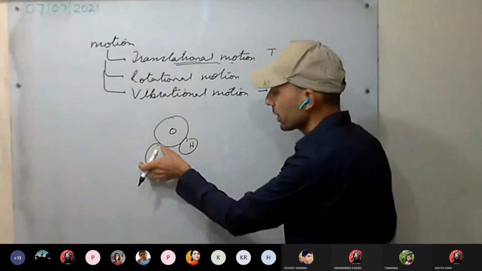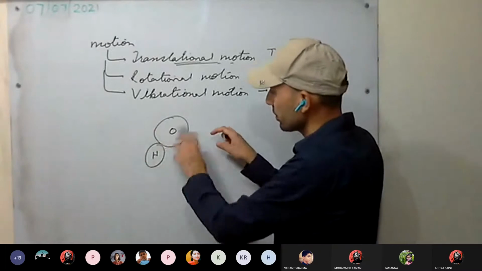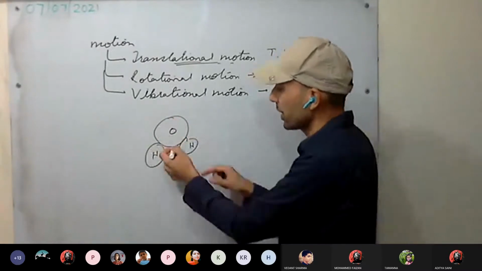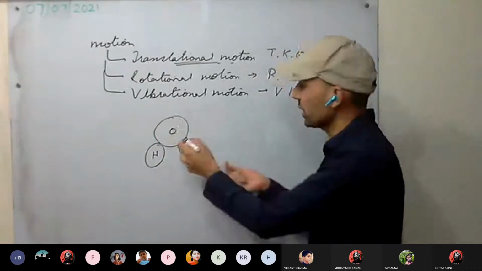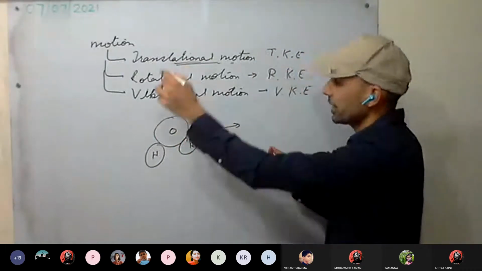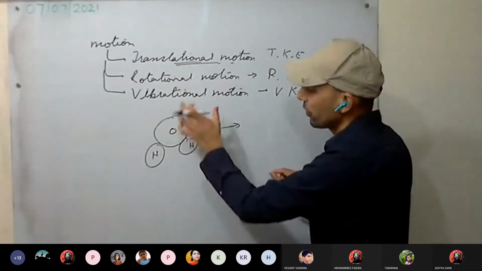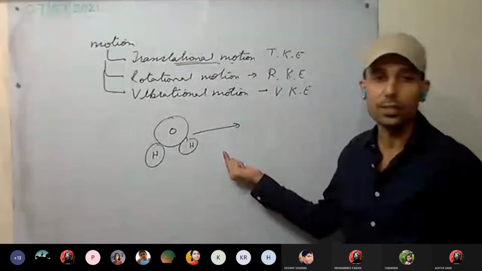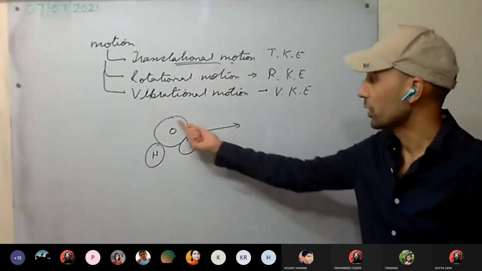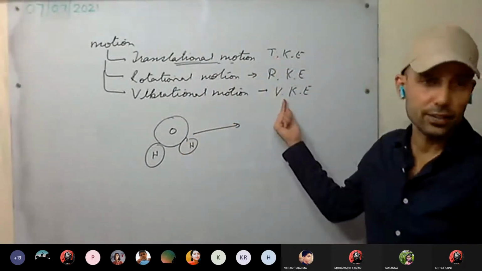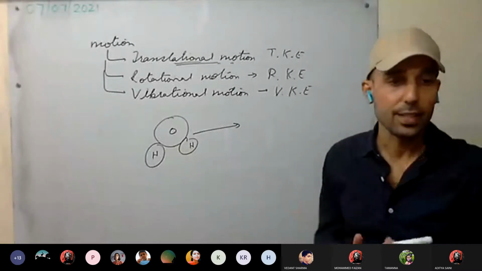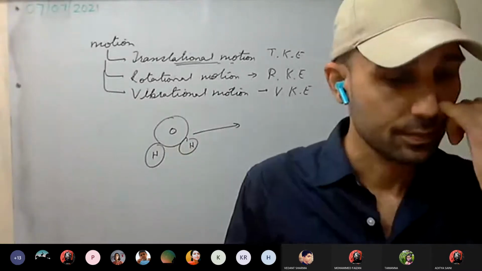Now here they are spinning about an axis. As well, they are moving in any direction. As well, they are vibrating. So these have all the kinds of motion, so they have all the kinds of kinetic energies as well. This is clear?